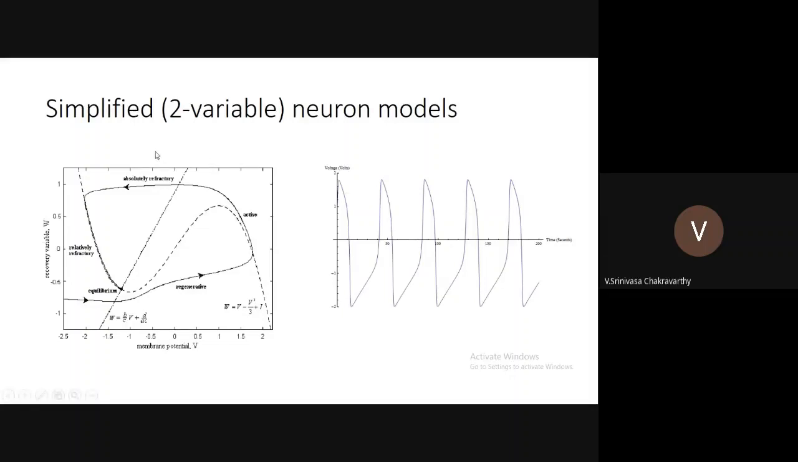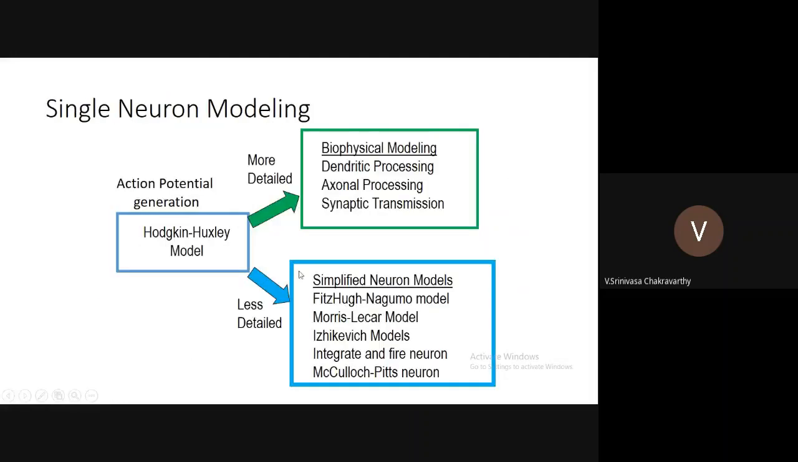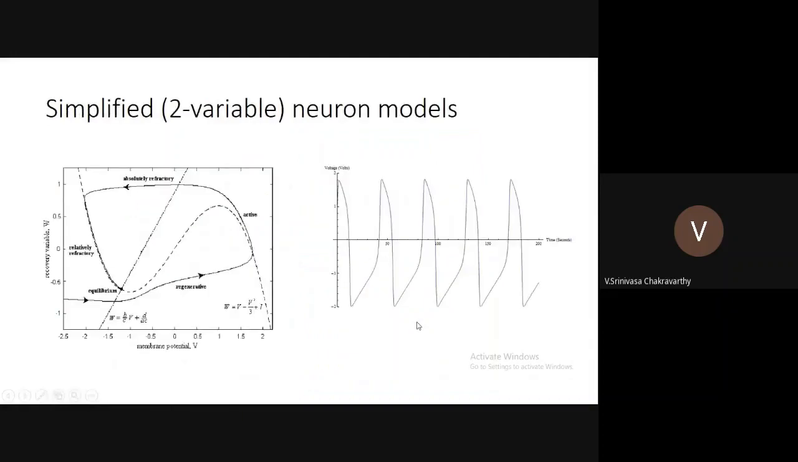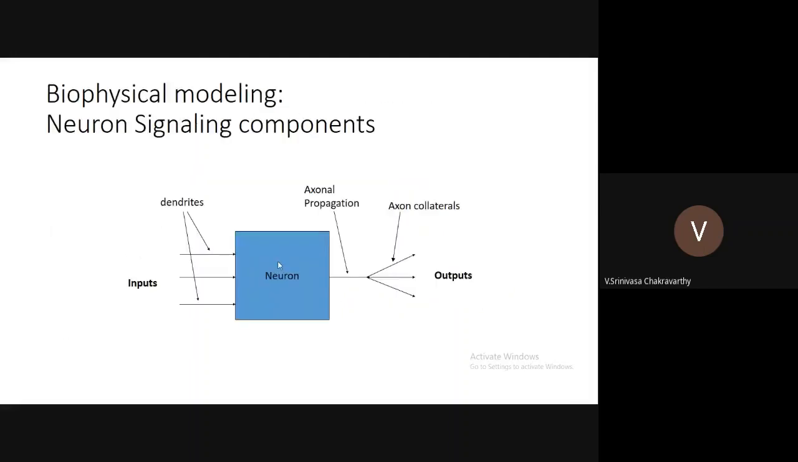Then for the simplified neuron models, we look at 2 variable neuron models. There are many of them, for example, the FitzHugh-Nagumo model, the Morris-Lecar model, and so on. In this case, you can use your excellent phase plane techniques. You can draw nullclines, you can find fixed points, and so on. All those methods we will use there. Okay, so this is an overview of things to come over the next few weeks.